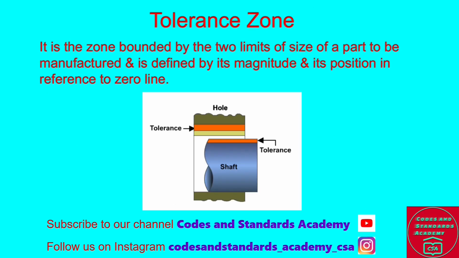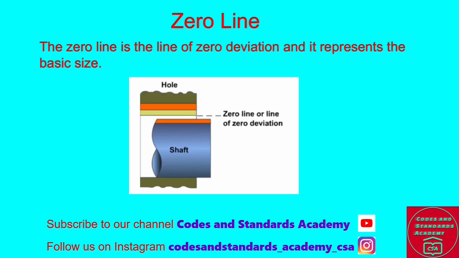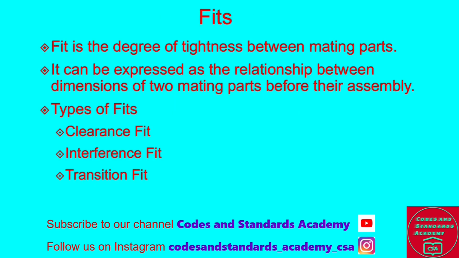Tolerance zone. It is a zone bounded by the two limits of the size of a part to be manufactured and is defined by its magnitude and its position in reference to the zero line. Zero line. The zero line is the line of zero deviation and it represents the basic size. Coming to the fits. Fit is the degree of tightness between mating parts. It can be expressed as a relationship between the dimensions of two mating parts before their assembly.